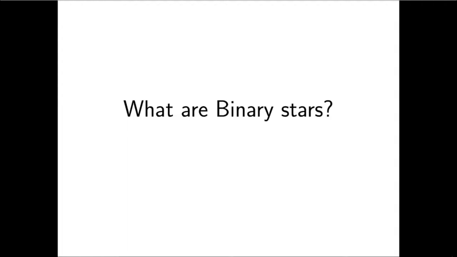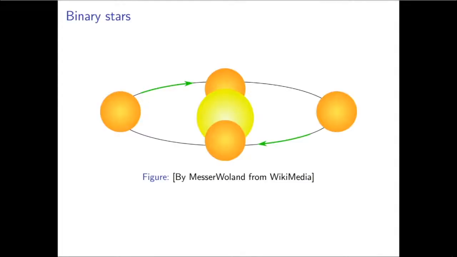Mukund was absolutely spot on with what a binary star system is. It's basically a system of two stars orbiting around a common center of mass. And a very interesting fact is they actually occupy a little over 50% of the HR diagram. So you have more binary star systems than just single stars.